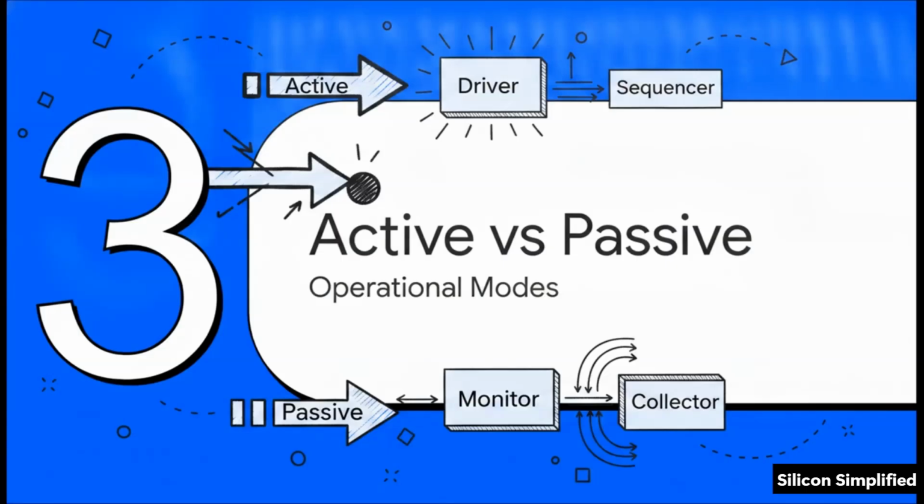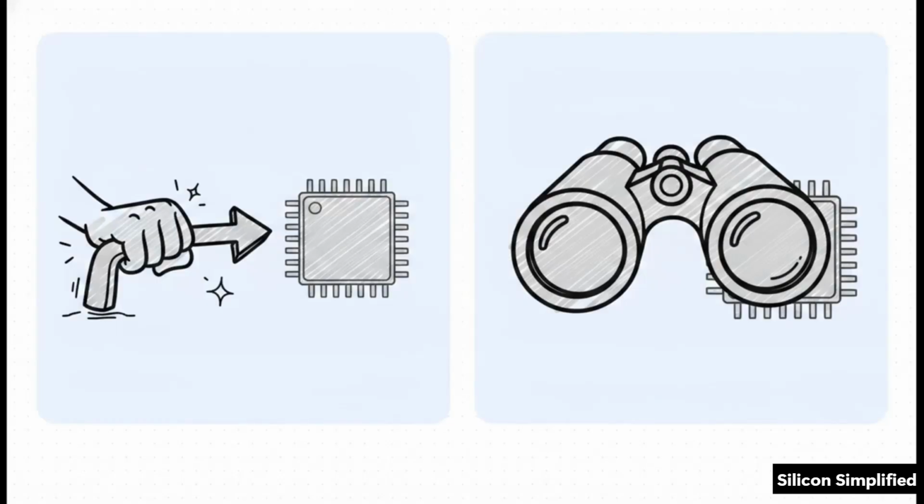All right, Section 3, Active versus Passive Agents. This is super critical because, well, not every agent actually needs to drive stimulus. Here's the stark contrast. While an active agent is out there busy doing all the driving, a passive agent is strictly a spectator. It strips away the driver and the sequencer entirely. If you only need to look at port values on an interface without actually injecting any data yourself, the passive agent is 100% your go-to configuration.